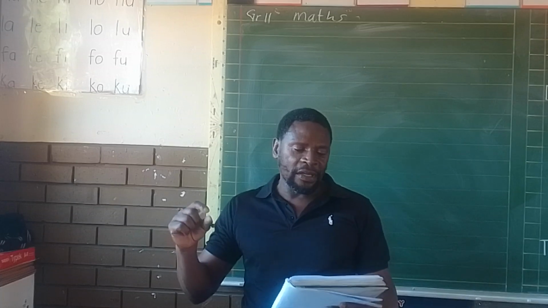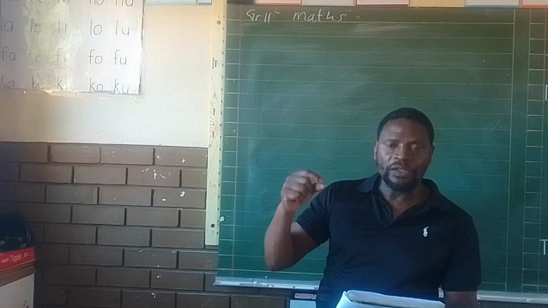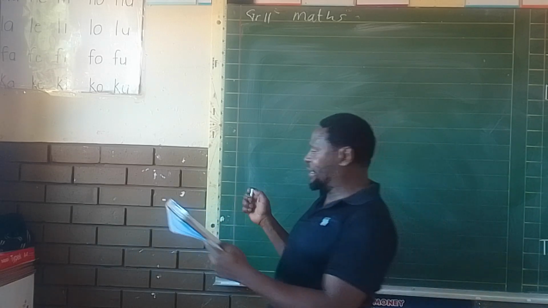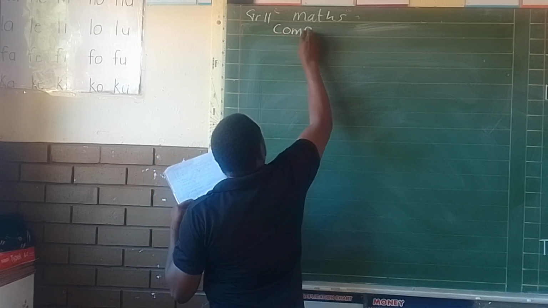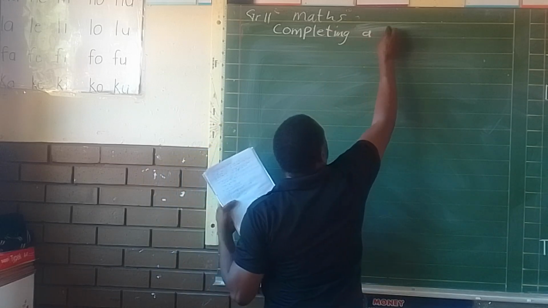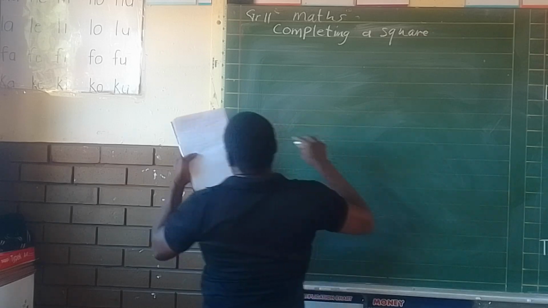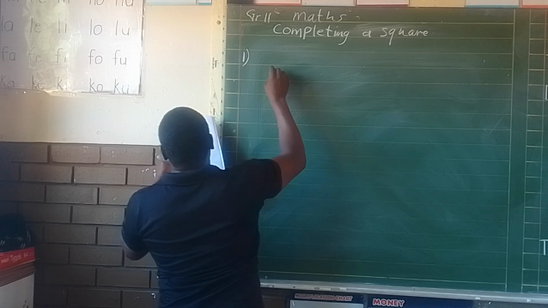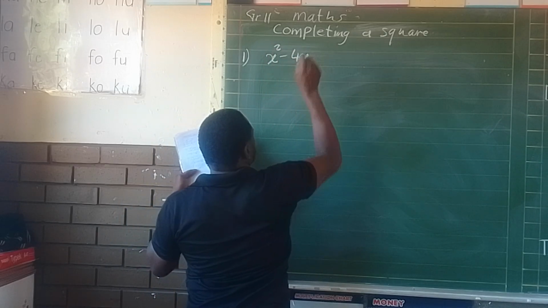We will start by taking the relevant questions that lead us to complete a square. For instance, we are completing a square here. Completing a square, we are given number 1. Example 1 is x squared minus 4x.